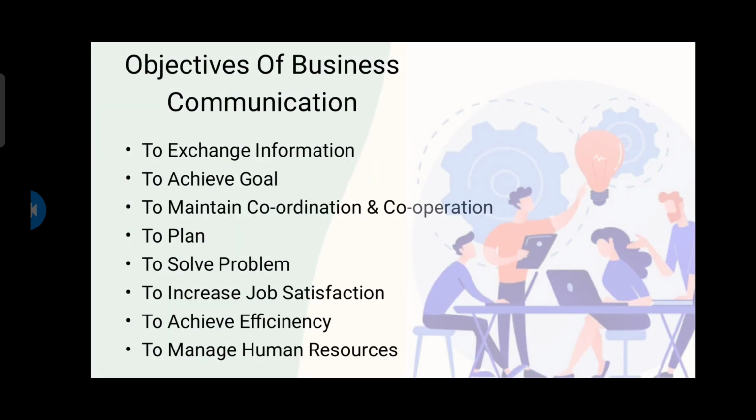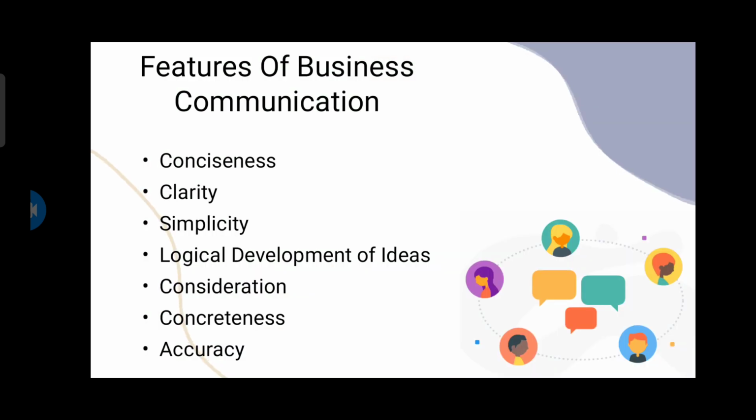There are some features of business communication. There are the 7 features of business communication. First one is the conciseness. In a business communication, whatever one has to say must be very brief, to the point, and concise. Undue explanation and very lengthy sentences should be avoided, and the message should be conveyed in the fewest words possible. Second one is the clarity.